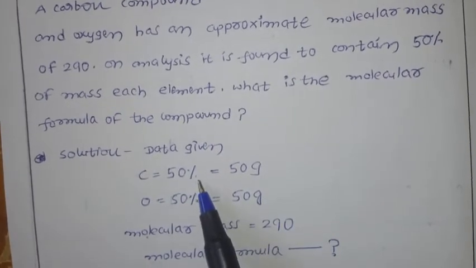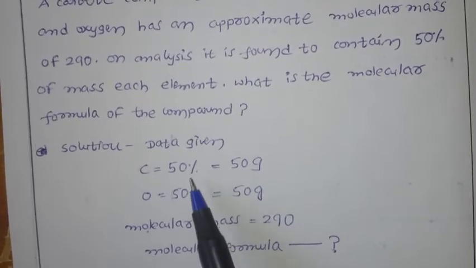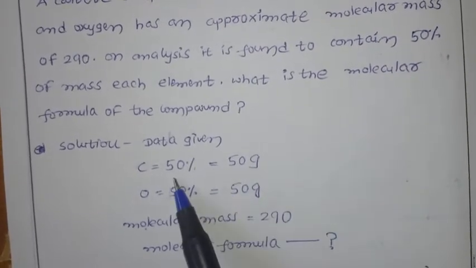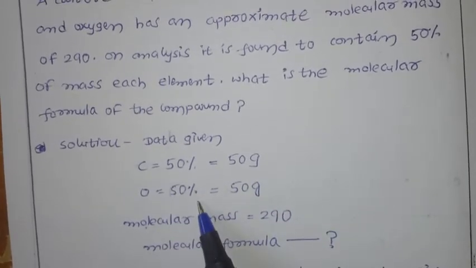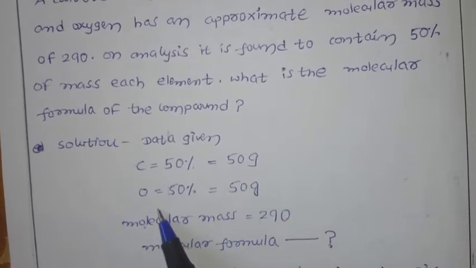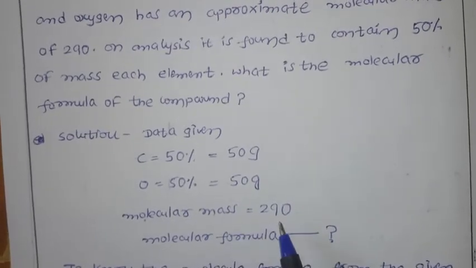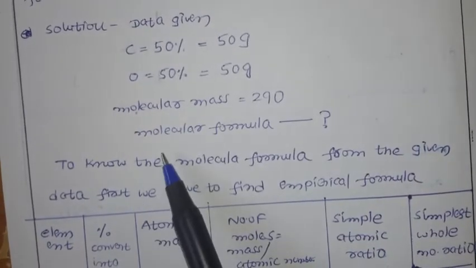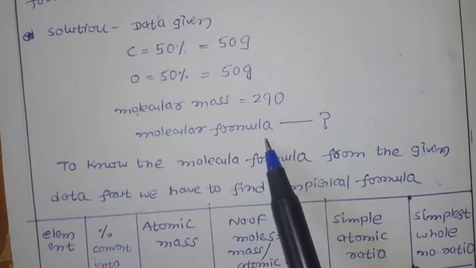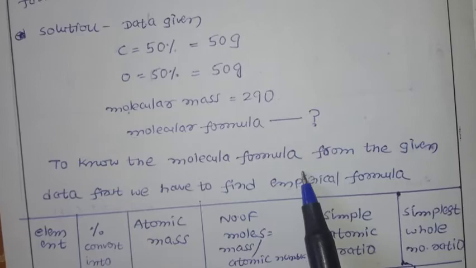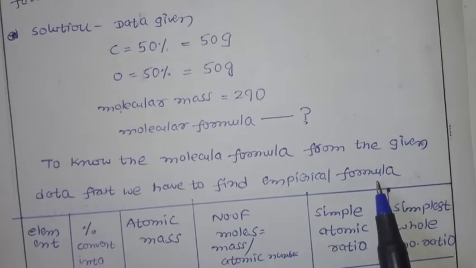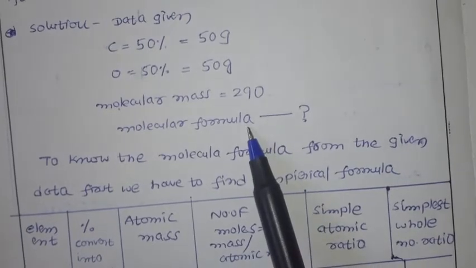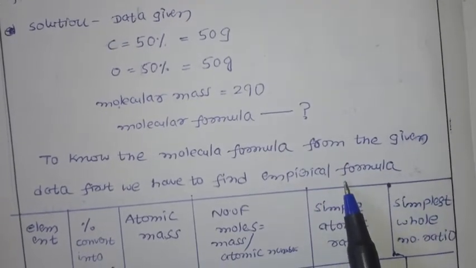So the first step is what? Simply remove the percentage symbol and convert into grams. So here 50% means 50 grams of carbon. Oxygen: 50% means 50 grams of oxygen. Now the molecular mass given is 290, already mentioned in the data. What we have to find out is the molecular formula. To know the molecular formula from the given data, first we have to find the empirical formula.